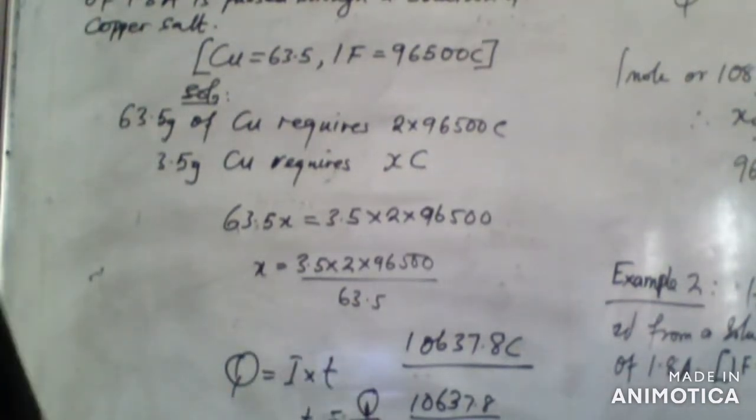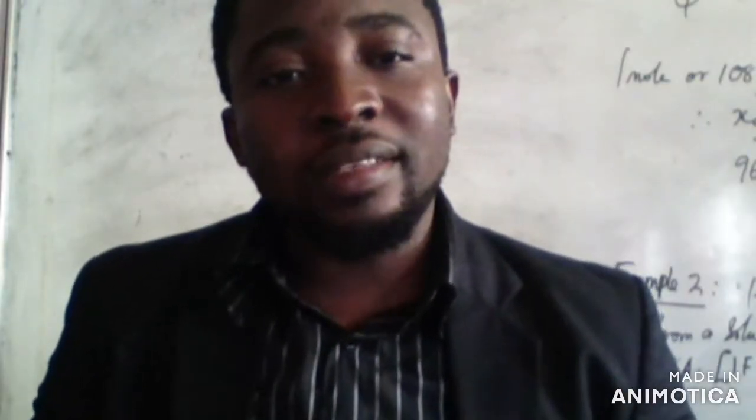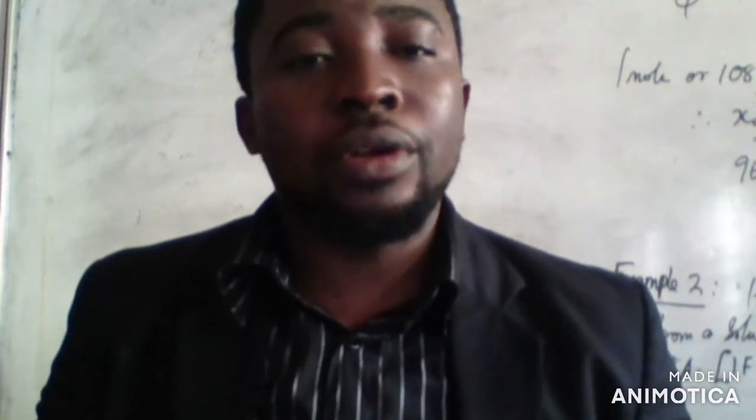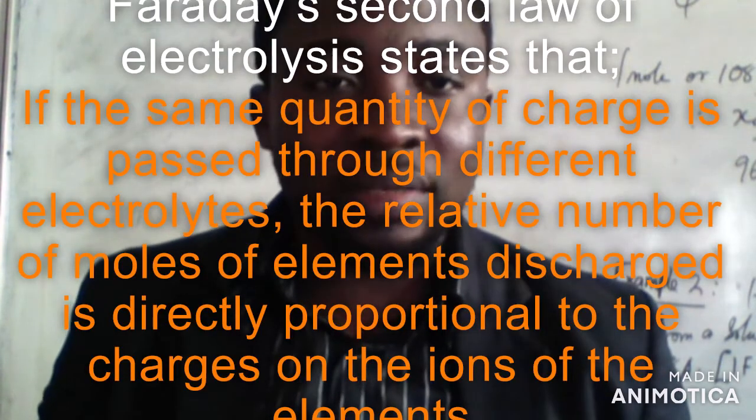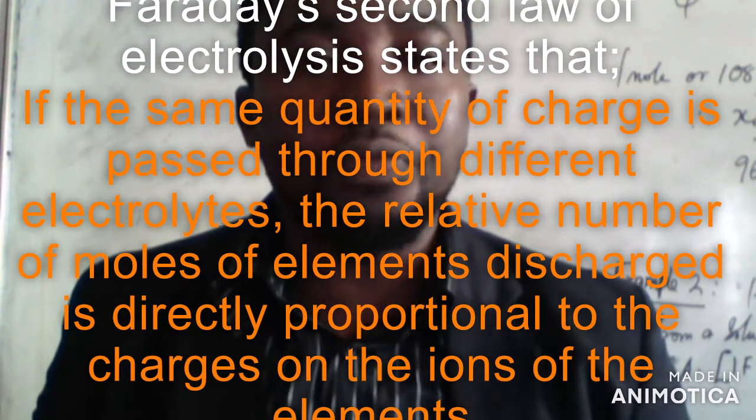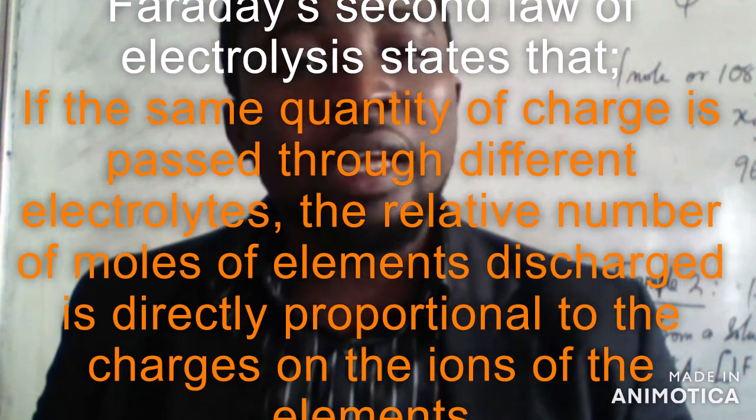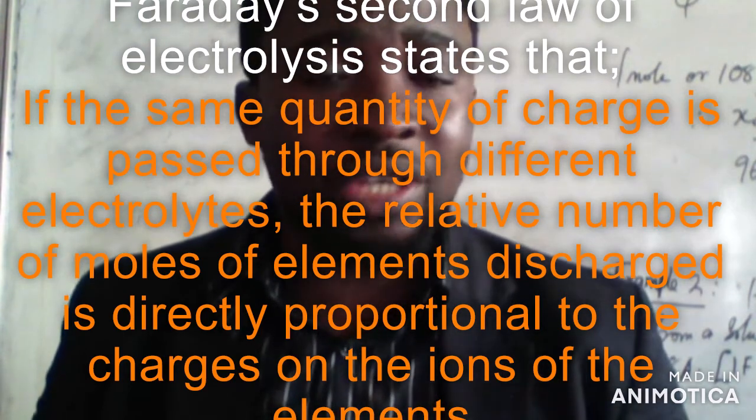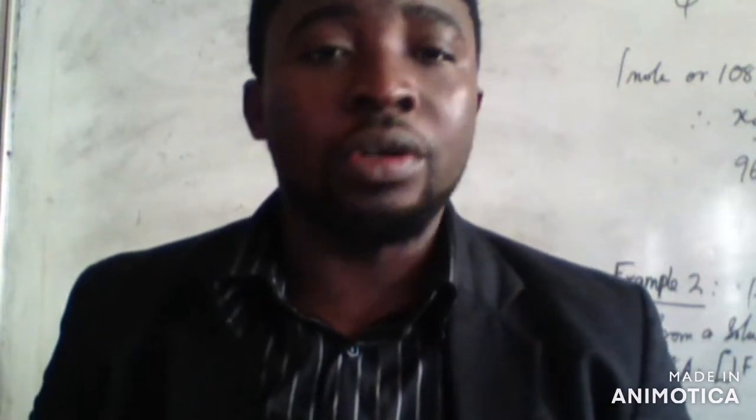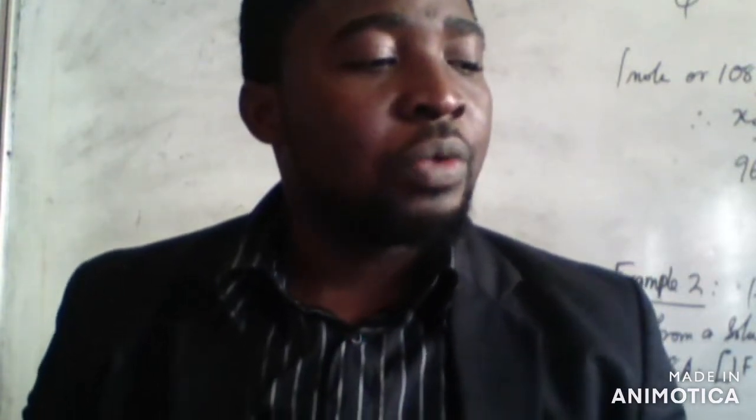Alright, welcome back. Next on our list is Faraday's second law of electrolysis. Faraday's second law of electrolysis states that when the same quantity of electricity is passed through different electrolytes, the relative number of moles of elements discharged is inversely proportional to the charges on the ions of the element. What does that mean?